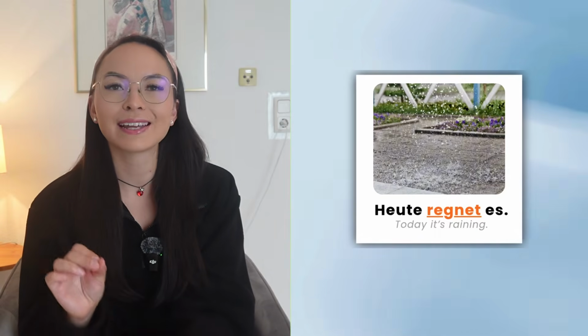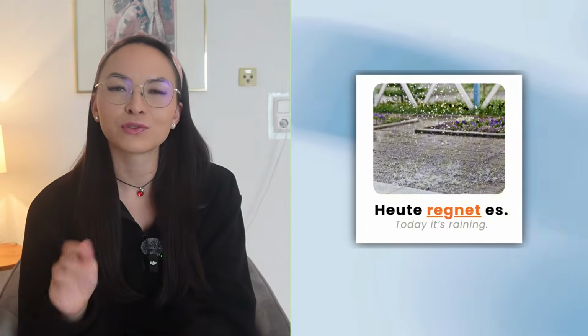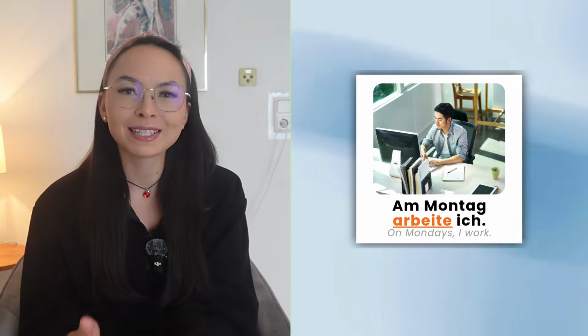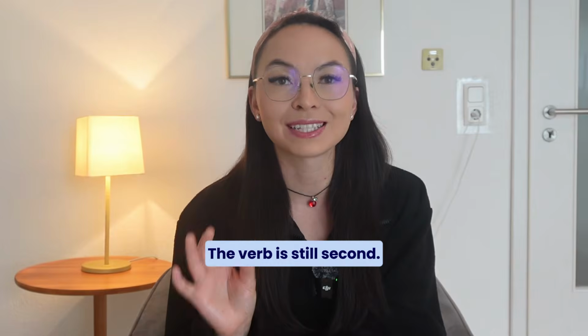But it's also: heute regnet es. Today rains it. Am Montag arbeite ich. On Monday work I. Notice how even when I move heute or am Montag to the front, the verb regnet and arbeite stays in the second place. This is very different from English where the verb doesn't shift around like this. But in German, whatever comes first, ich, morgen, am Samstag, heute Abend, it doesn't matter, the verb is still second.